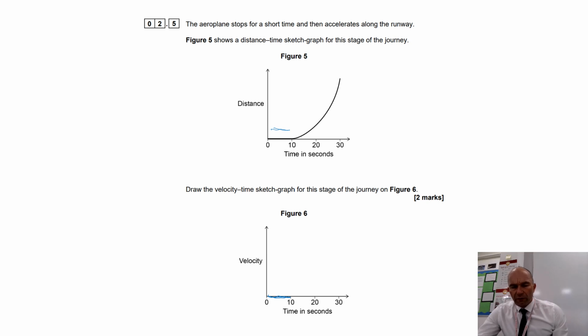And then we've got constant acceleration. So we end up, from that 10 seconds, drawing something like that. And that's where we get our 2 marks. So the first mark you get for getting this flat bit, and then the second mark is for our line with a positive gradient.